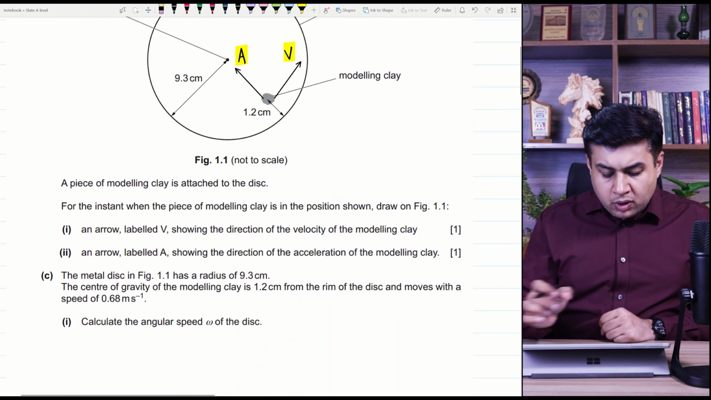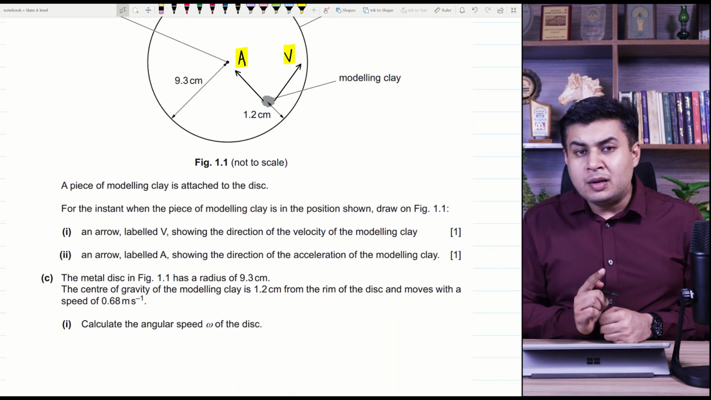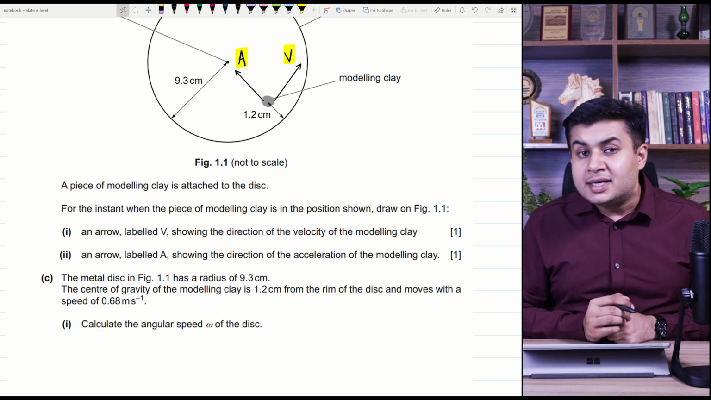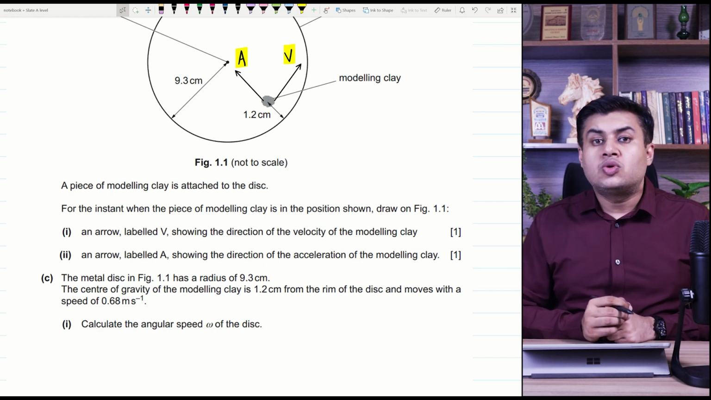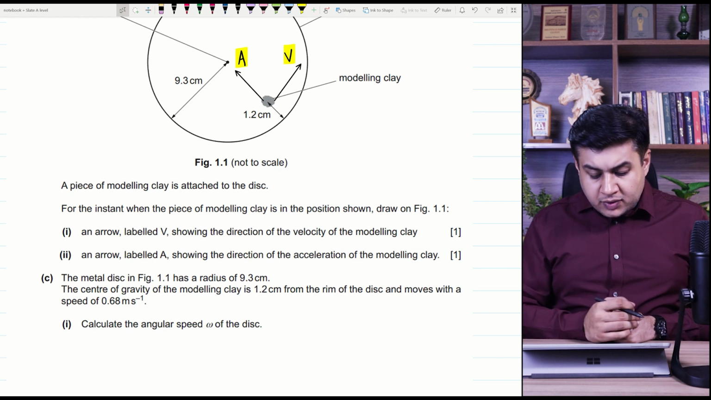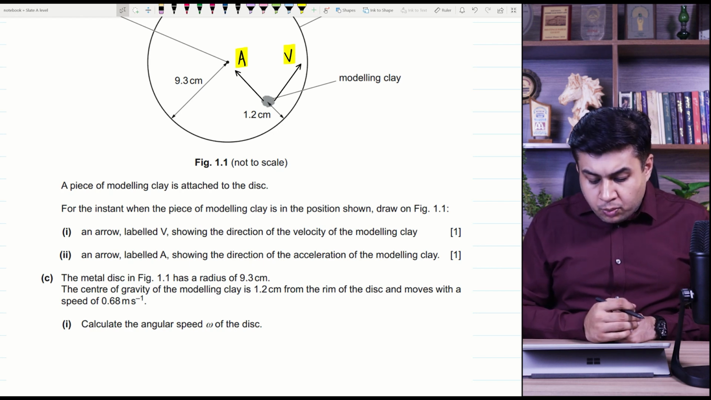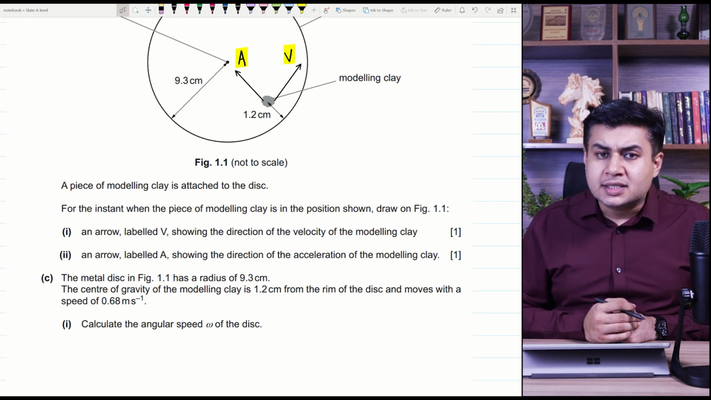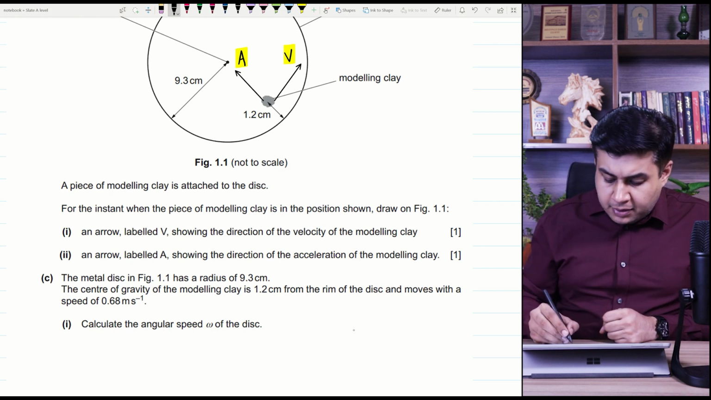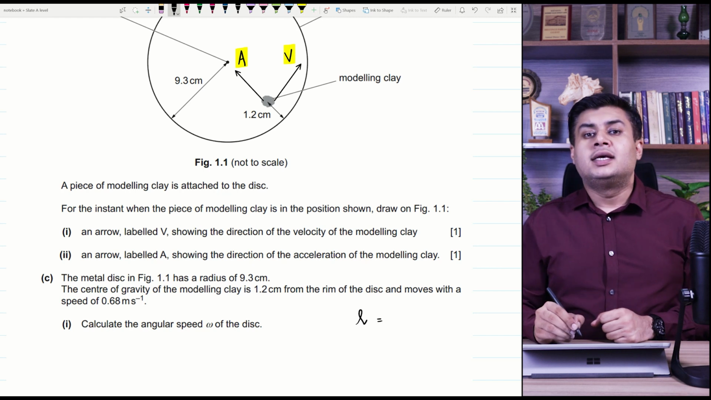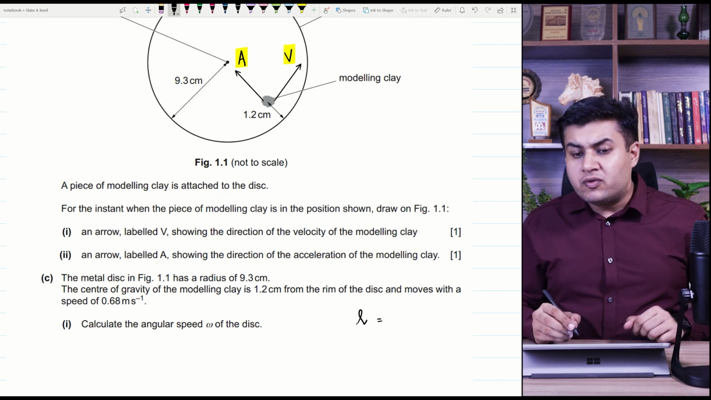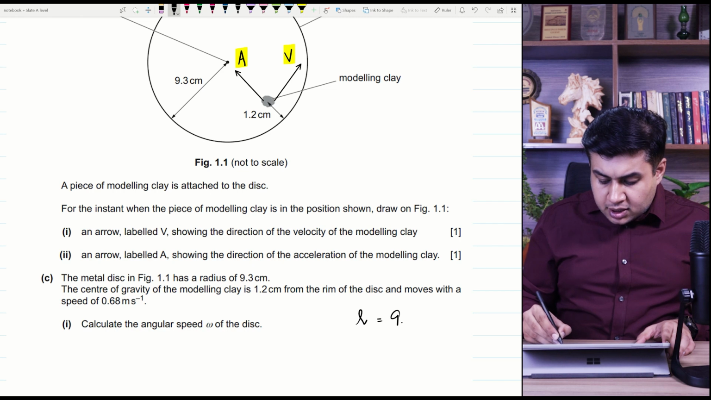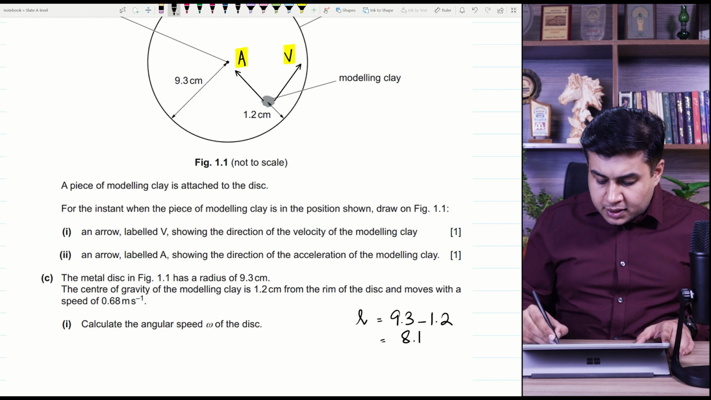The metal disc in figure 1.1 has a radius of 9.3. याद रखिएगा ये metal disc का radius है, modeling clay का radius थोड़ा सा different है. The center of gravity of the modeling clay is 1.2 centimeter from the rim of the disc and moves with a speed of 0.68 meters per second. So what will be the radius? आप radius find कर लें. आप लिखेंगे radius of modeling clay. जिस path पे वो move कर रही है, उस path का radius will be 9.3 minus 1.2 centimeters, and this will be 8.1 centimeters.